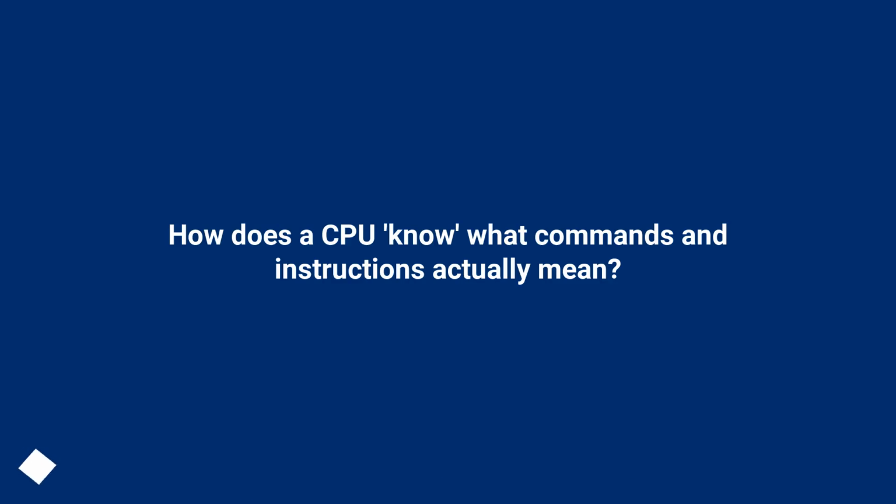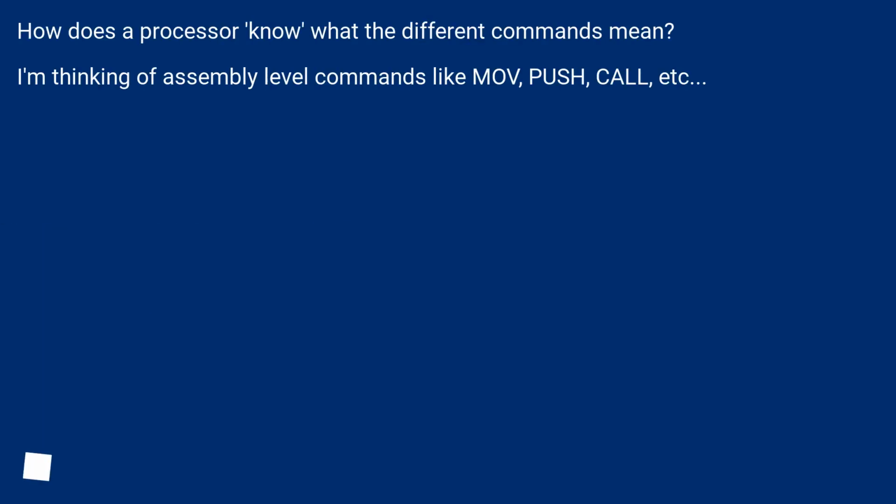How does a CPU know what commands and instructions actually mean? How does a processor know what the different commands mean? I'm thinking of assembly-level commands like move, push, call, etc.